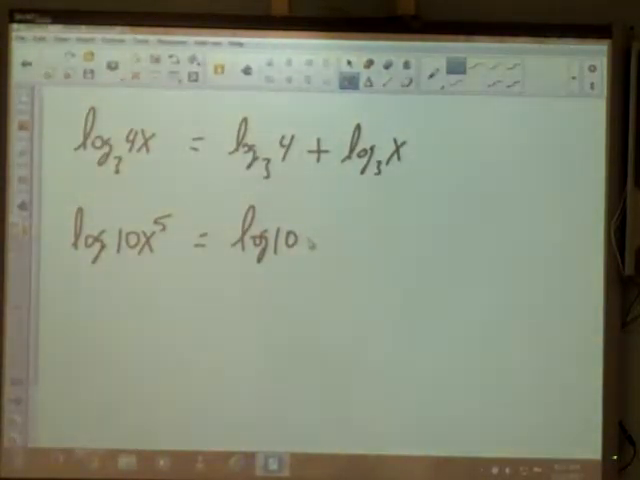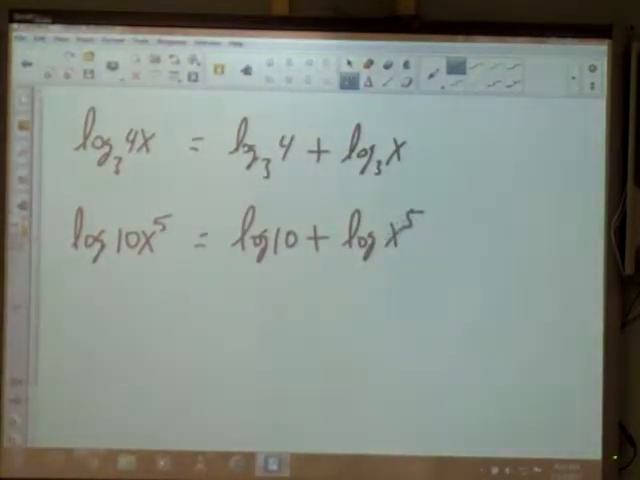Do you have to put 10? No, no. That 10 is for that 10. I didn't put the base 10. Plus the log of x to the 5th. That took care of my product property, right? And you can do it all in one step if you want to. I'm just showing my baby steps here.